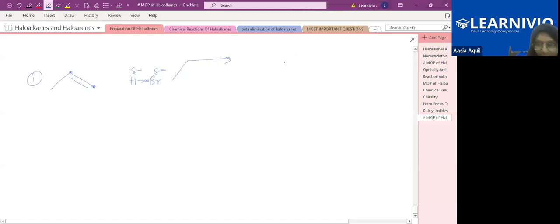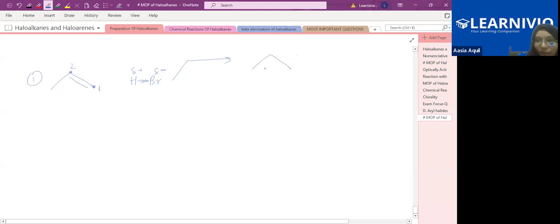Okay. What we are supposed to do: this is your second carbon, right? Suppose this is the first carbon, and this is the second carbon. The second carbon has only one hydrogen. So first, we will follow the Markovnikov addition rule, so this bromine will attach here on the second position.